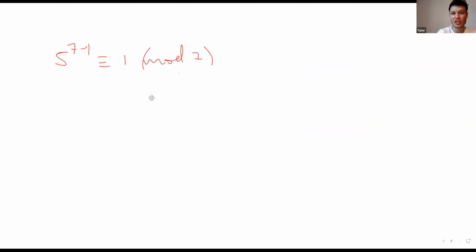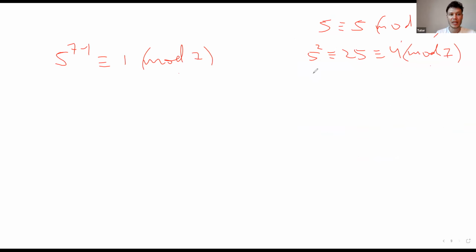Well, 5 is just congruent with 5 mod 7. What about 5 squared? 5 squared is congruent with 25, which is 21 plus 4, so it's congruent with 4 mod 7. Now what's next? We see there's a 5 to the 6 in here. So 5 to the power 3 is congruent with 5 times 5 squared, which is congruent with 5 times 4, which is 20, which is congruent with minus 1 mod 7.